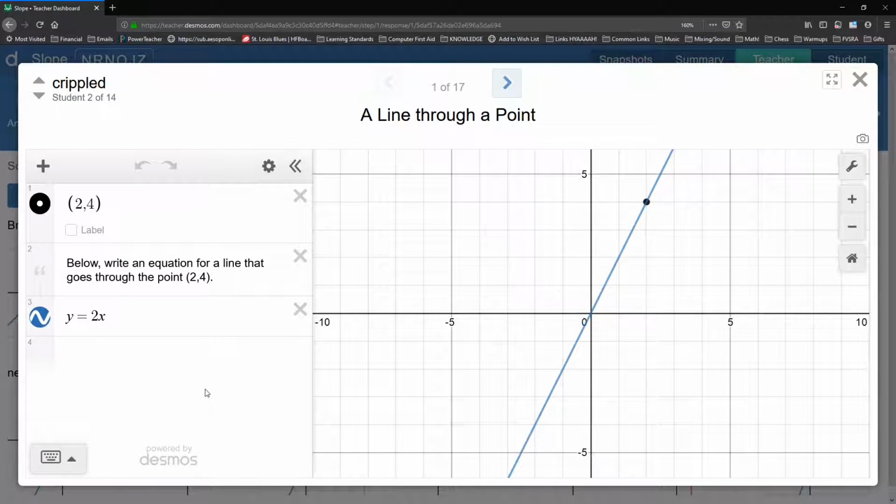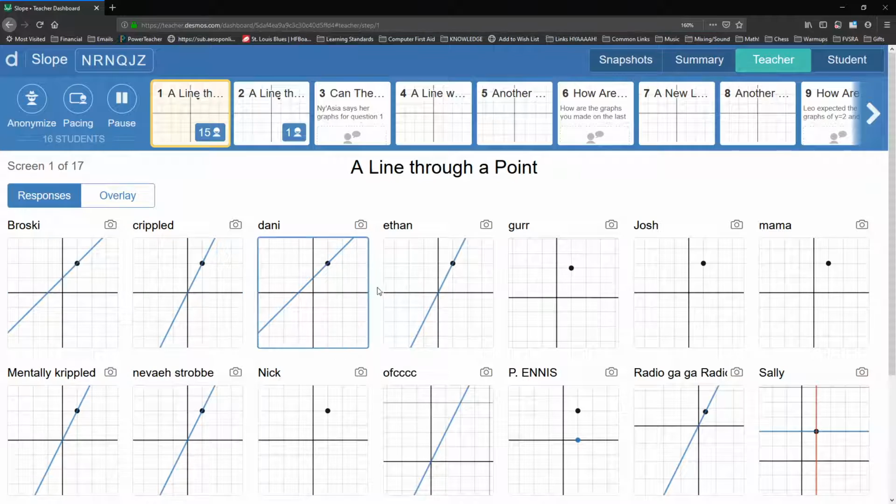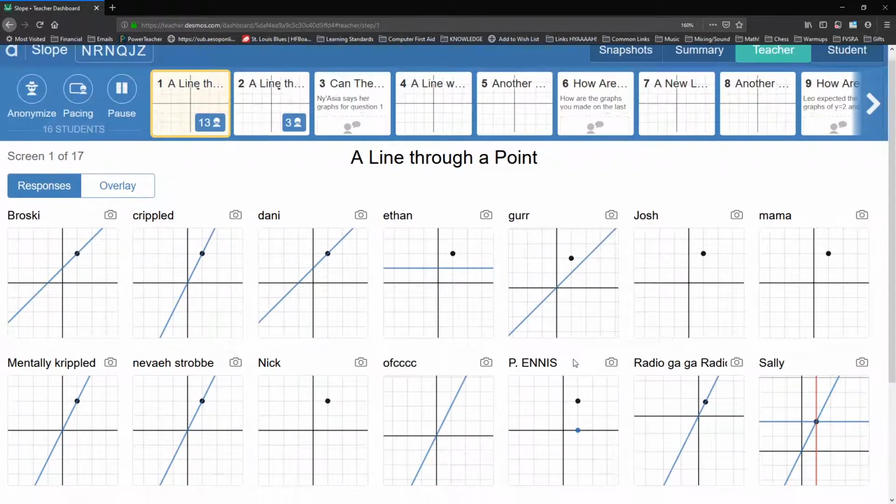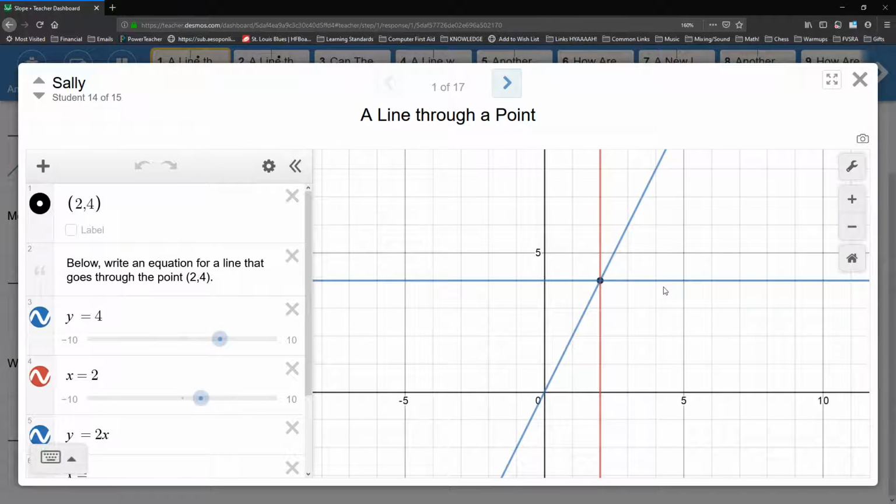So we have y equals 2x goes through it. Y equals x plus 2 still does not go through (2, 4). Looks like everybody did the same one. Can you make any others? Come on, be creative. Oh, Sally's got some options. I made one: y equals 4, x equals 2.